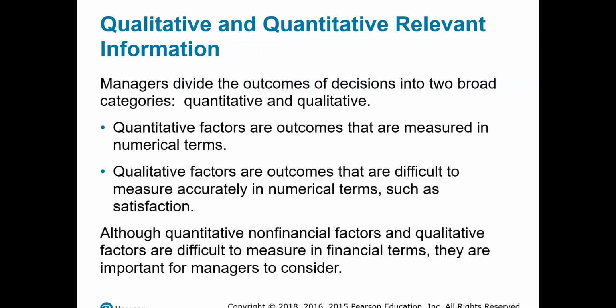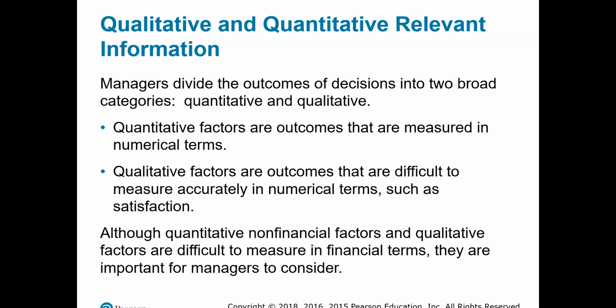Now, when we take a look at the information in the decision-making process, we're going to have two different types of information, quantitative and qualitative. Quantitative is outcomes that are measured in numerical terms. It can be an increase or decrease in operating income by, let's say, $10,000. Or it can be manufacturing cycle time, 4 days. It could be delivery time, 3 days. Quantitative factors are outcomes that we measure in numerical terms. It can be dollars and cents in financial terms. It can also not be in financial terms, but we can still put a numerical value to it.